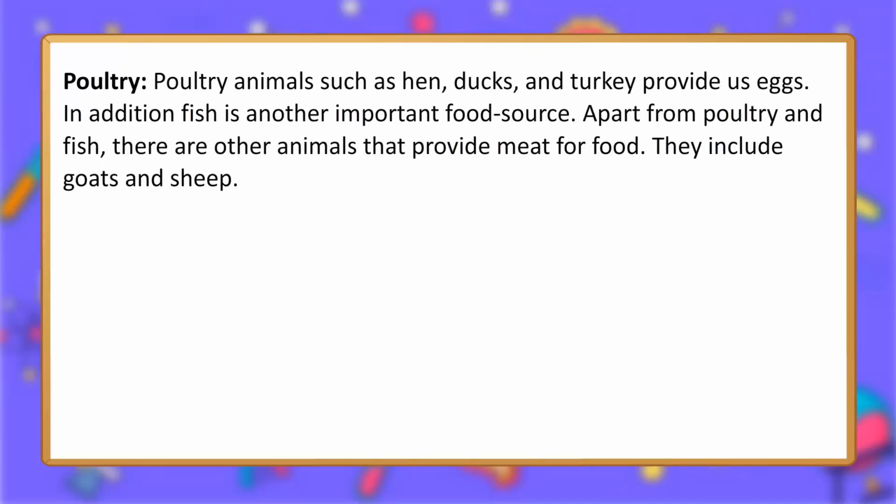Poultry. Poultry animals such as hen, ducks, and turkey provide us eggs. In addition, fish is another important food source. Apart from poultry and fish, there are other animals that provide meat for food. They include goats and sheep.